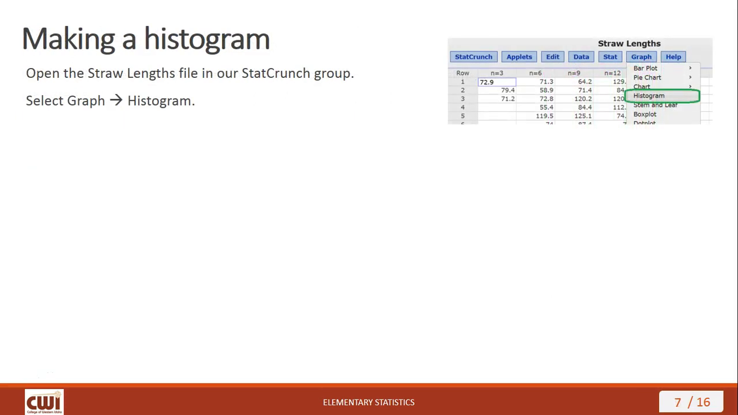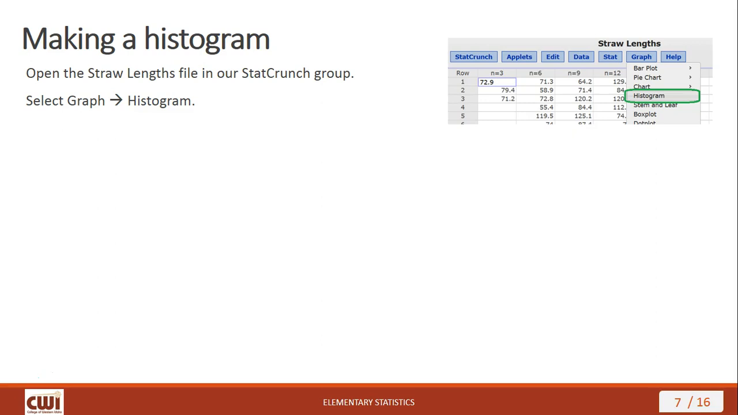We can make a histogram of this data set if we open the straw length file that's in our StatCrunch group and load the data up. You'll see the straw lengths for the different sample sizes. For the first sample we took 3 straws, the second sample 6, the next 9, the next 12, and then finally we took the whole population. But we want to make a histogram for the entire population.